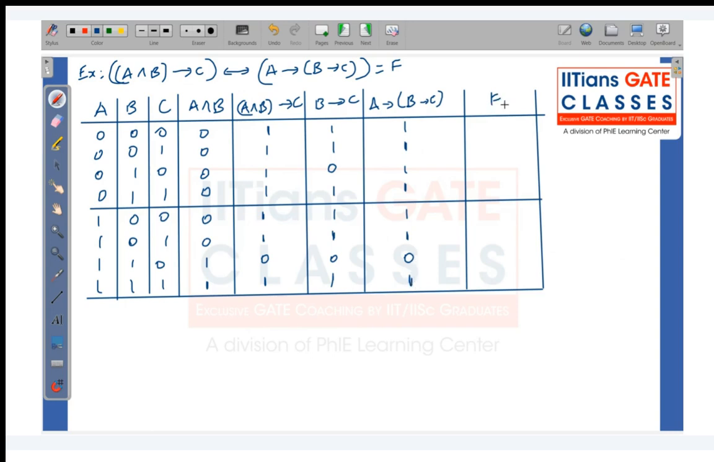And to evaluate F, what should I do? I need to check this and this. So I'm going for bi-implication, I won't go for the truth table. Using some shortcuts, I'll do it. What I'll do is just check if both are the same.